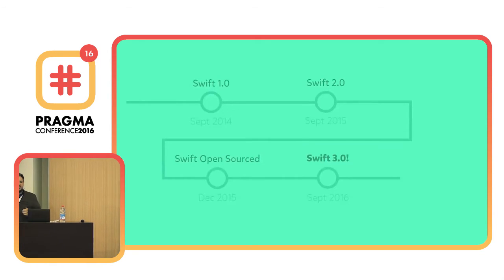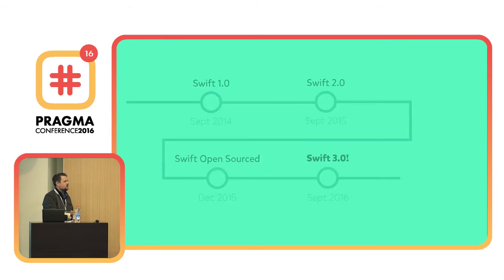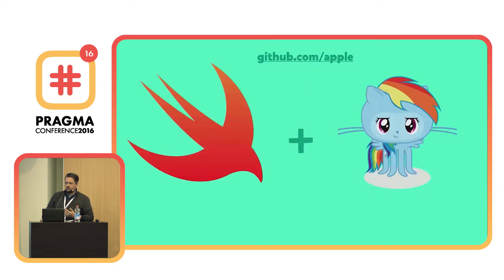Okay, so a bit of a timeline. In September 2014, Swift 1.0 was released. A year later, we got Swift 2.0. Swift was open sourced just in time in December. And now we have Swift 3. So things are moving really rapidly. What I'm going to talk about more is just the open source nature of Swift and what that means.